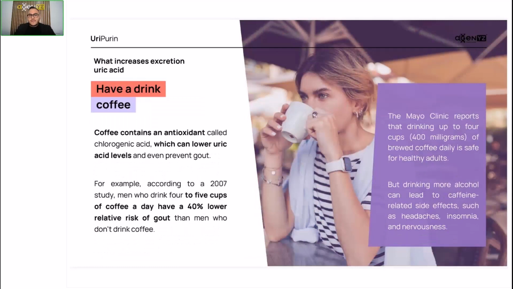And another factor is having a drink of coffee. Coffee contains an antioxidant called chlorogenic acid, which can lower uric acid levels and even prevent gout. For example, according to a 2007 study, men who drink 4 to 5 cups of coffee a day have a 40% lower relative risk of gout than men who don't drink coffee.